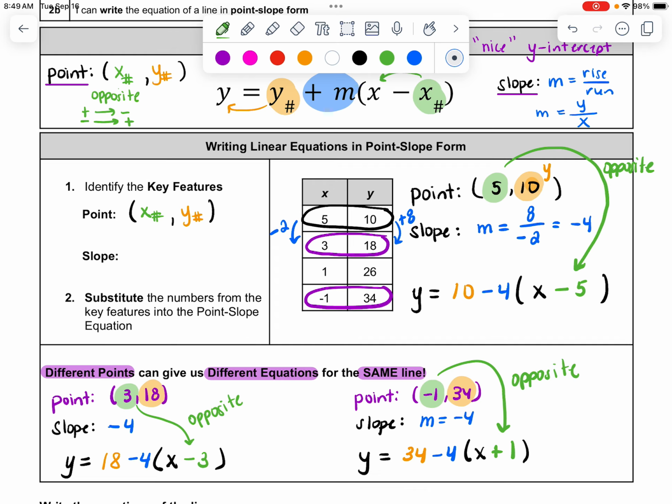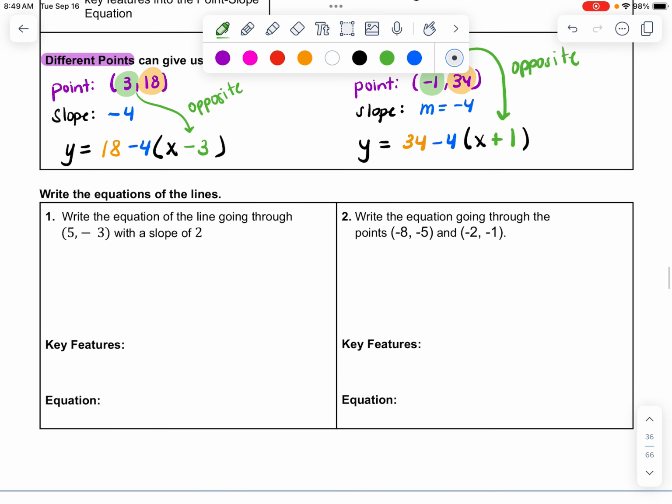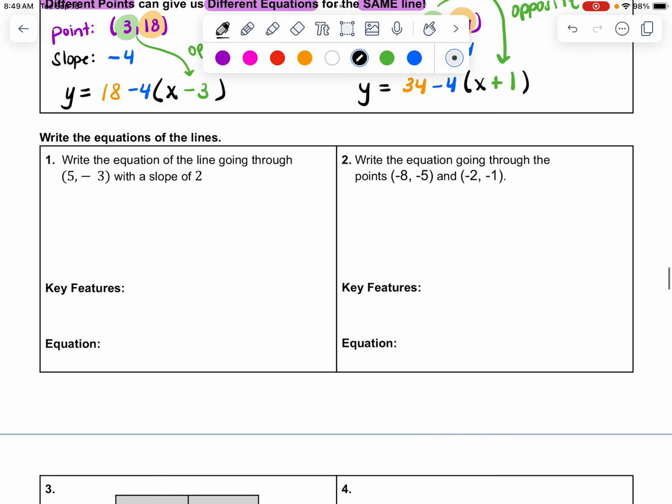Let's try to write some equations. So in problem number 1, it says write the equation of the line going through, and then it gives me a starting point and a slope. Now the key features for my equations are going to be a point and a slope. The nice thing is that in this problem, they told me the point, which is (5, -3), and they told me the slope, that m is 2. All that I need to do is put those numbers together in the equation in the right spots.